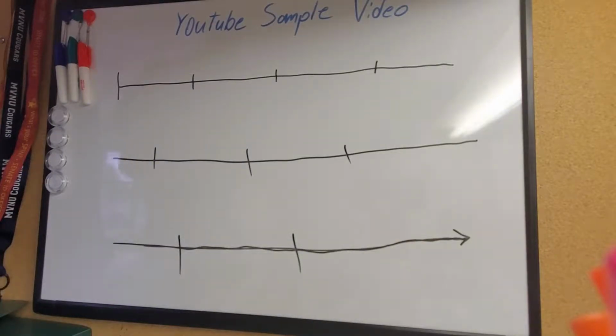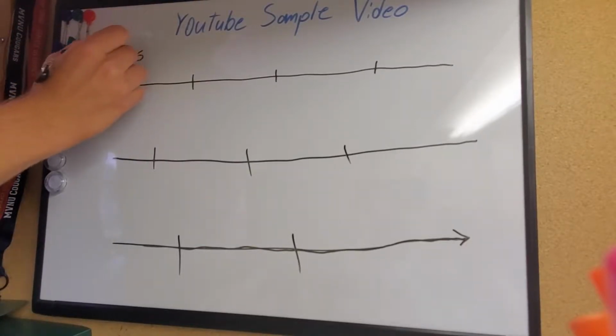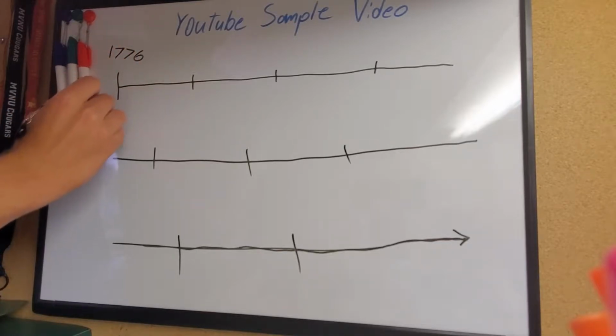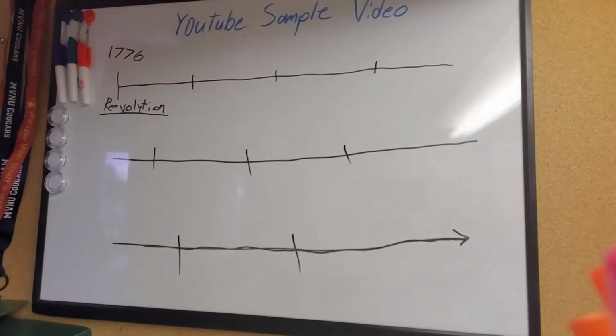Okay, so for my YouTube sample video, I'm just going to do a brief timeline of American history. First, we have the American Revolution in 1776, and that's when the United States declared itself an independent nation from the tyrannical government of Great Britain.